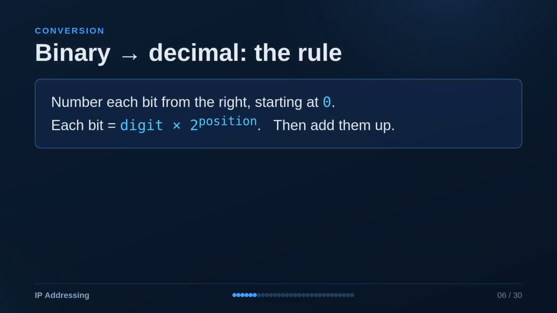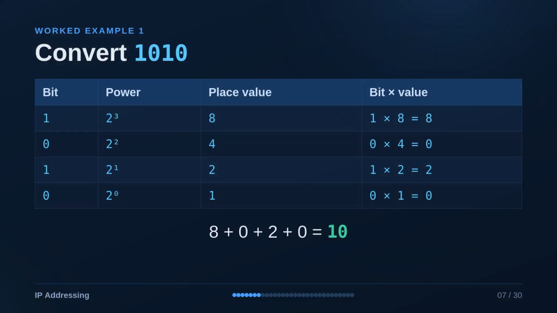To turn binary into the decimal we read, use this rule. Number each bit from the right, starting at 0. Each bit is worth its digit times 2 raised to its position. Add the results. Let's apply it. Convert 1010. Label positions from the right. The left bit is position 3 worth 8, then 4, then 2, then 1. Multiply each bit by its value and add: 8 plus 0 plus 2 plus 0 equals 10. So 1010 is 10 in decimal.